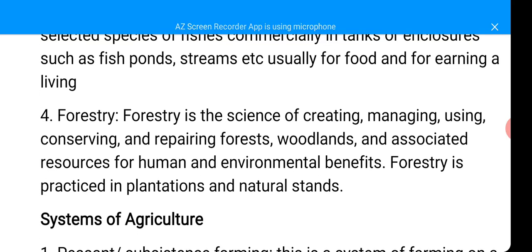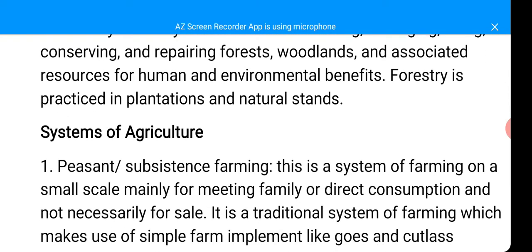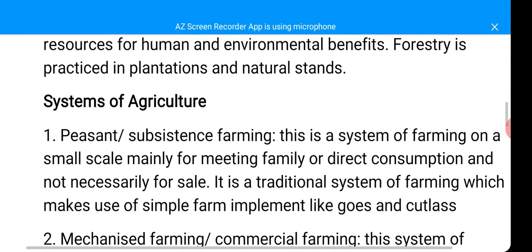The next component of agriculture is forestry. Forestry is the science of creating, managing, using, conserving, and repairing forests, woodlands, and associated resources for human and environmental benefits. Forestry is practiced in plantations and natural stands.